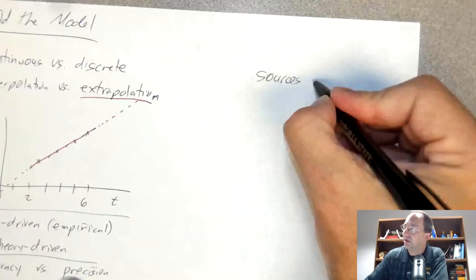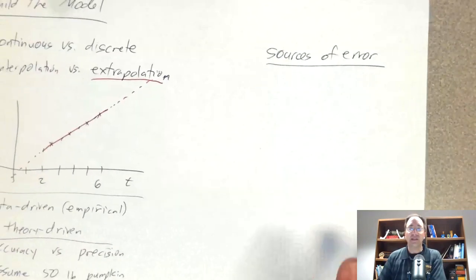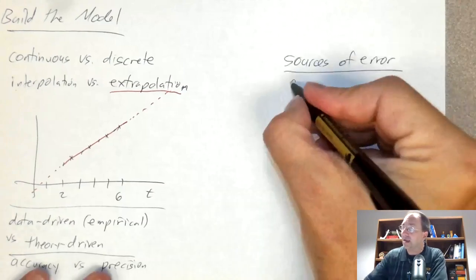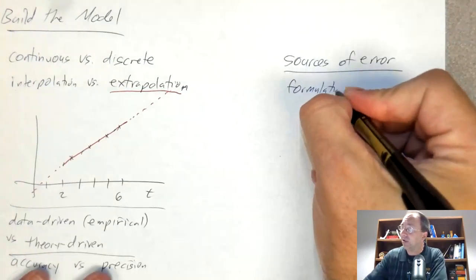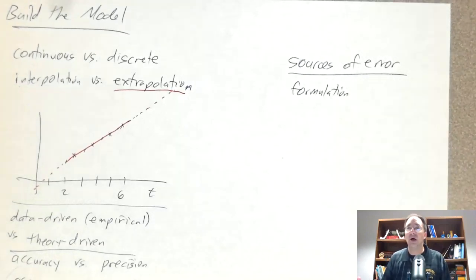Sources of error is another thing to think about when building your model. There's lots of sources of error, but for now we're just going to focus on the main categories. The first category is formulation error. This is when you make assumptions for a model, when you build your model and you maybe don't make the perfect choice for it, there's going to be formulation error. This is going to be the hardest to quantify, but it's also going to be probably one of your bigger sources of error, and it's good to be aware of it.